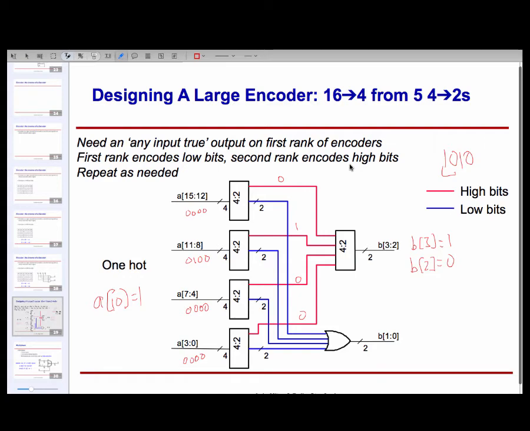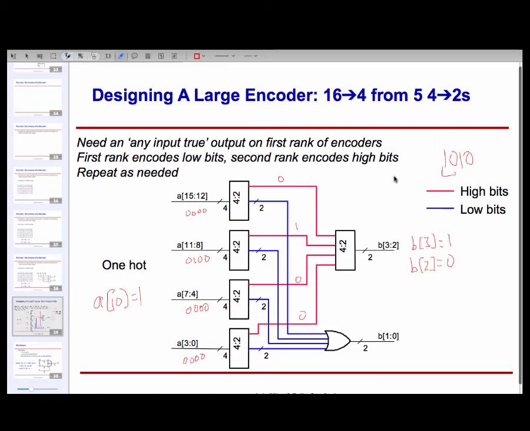If A4 is high, what should be the output? 0100, right? So if you think about it, if A4, A5, A6, or A7, if one of these is high, then my upper 2 bits of the output should be 01, right? And then finally, if A0 through A3, one of them is high, then the upper 2 bits of my output are 00. So which one of these 4 encoders sees the 1 dictates what my upper 2 bits are on the output. It's either 00 or 01 or 10 or 11, and I am deciding that using this encoder.